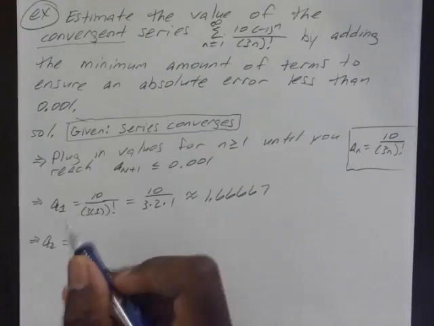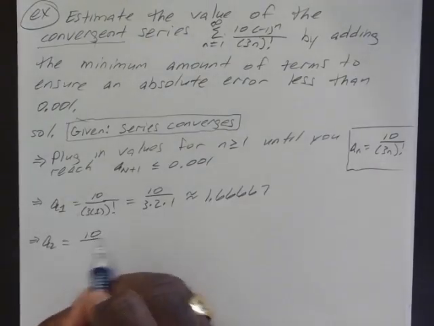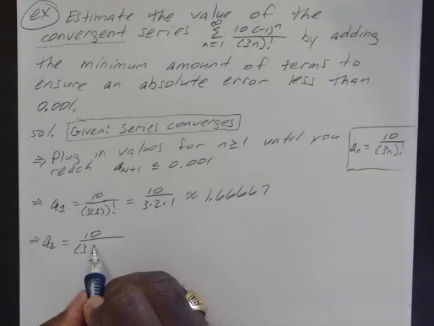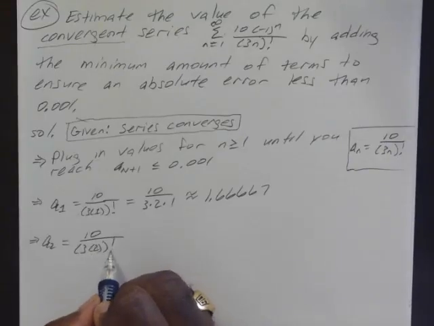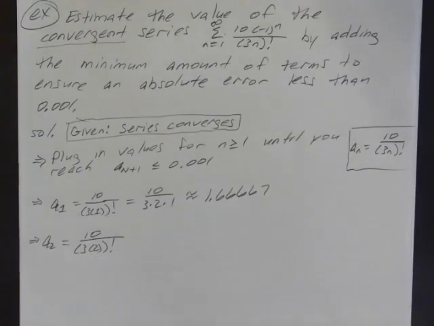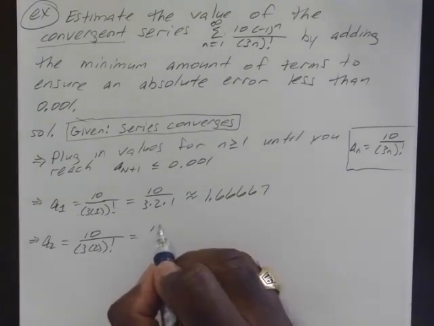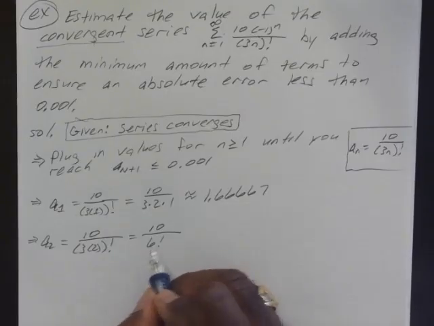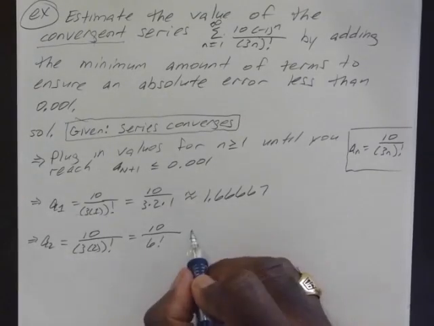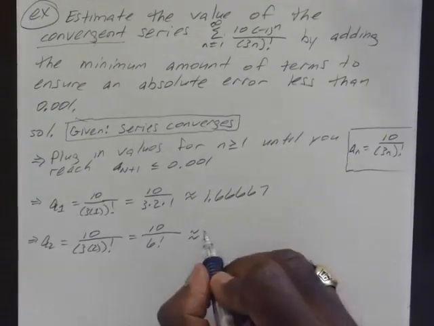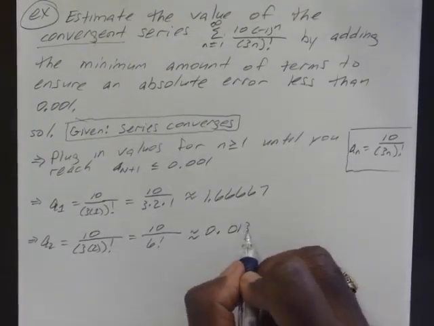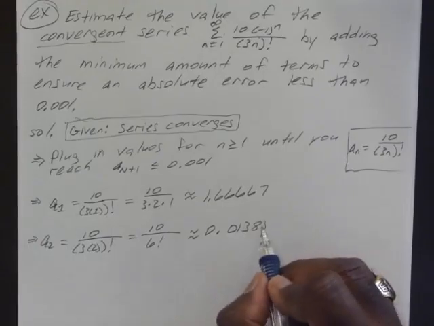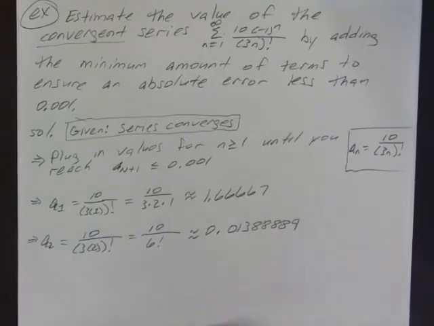Okay, so our a sub 2 is just 10 divided by 3 times 2 factorial, or 6 factorial. So that's just 10 divided by 6 factorial, which is 6 times 5 times 4 times 3 times 2 times 1. Plug that into your calculator and you will get 0.013888889, approximately.